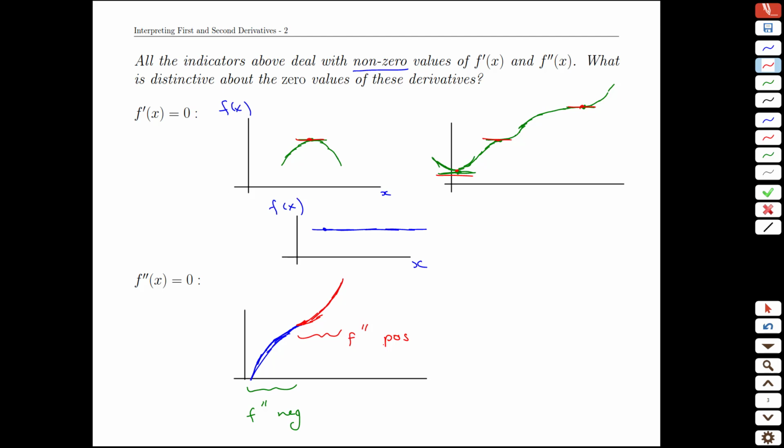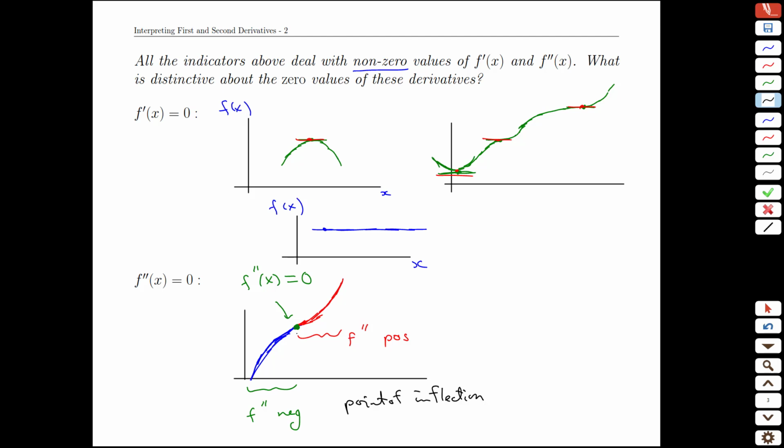And if you think about what has to happen in the transition between those two intervals, at that juncture here, you must have the second derivative equal to 0. And so there we see a point of inflection.